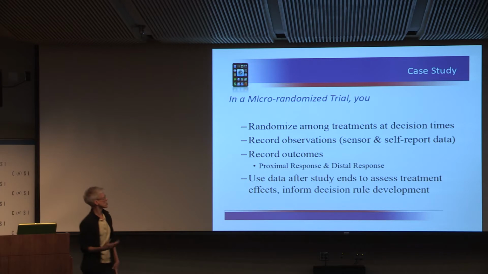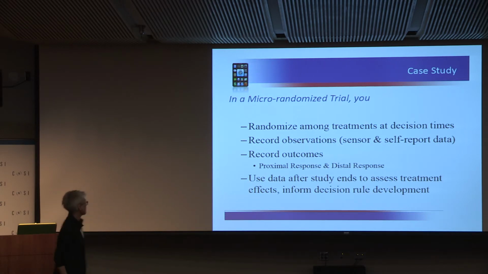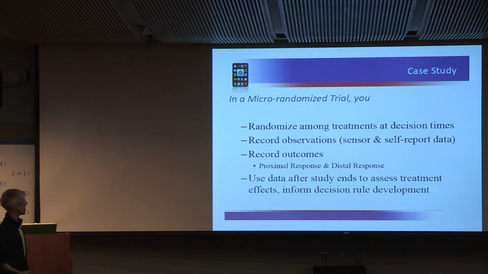So in a micro-randomized trial, what do you, as the scientist, do? You randomize among the treatments at decision times. You record your observations using sensors and self-report data. You record your outcomes. After the study is over, you have your data set, a stream of data for each individual, pretty complex data. And you analyze that data and use it to assess: did I have a treatment effect? Did my recommendations affect the activity of the person in the near term? And use this to inform decision rule development.